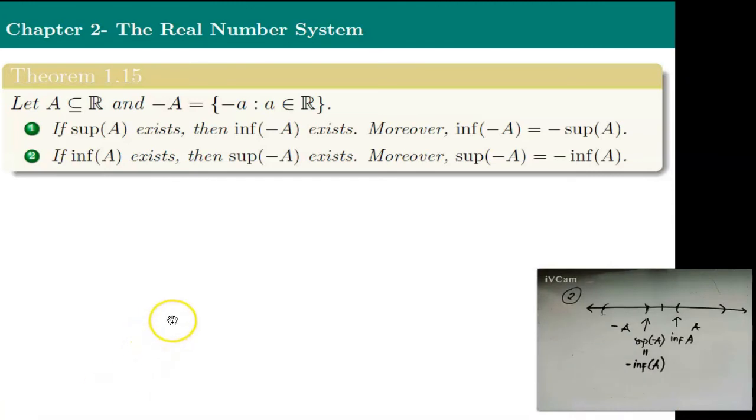So let's prove it. Let's have the first statement. We suppose here that alpha is equal to the supremum of A. Why? Because in this assumption, the supremum of A exists, so we can let alpha be equal to the supremum of A. We want to show that the infimum of negative A exists.